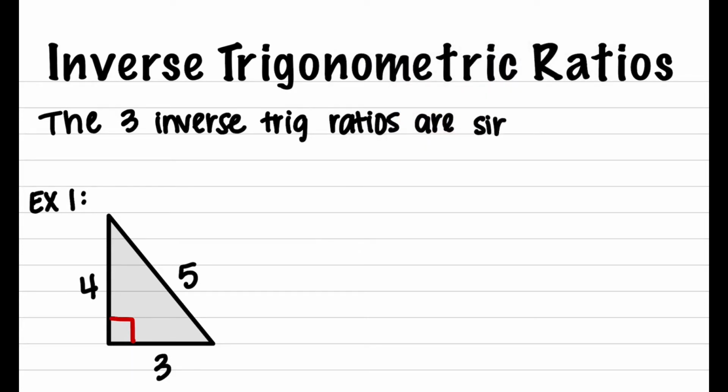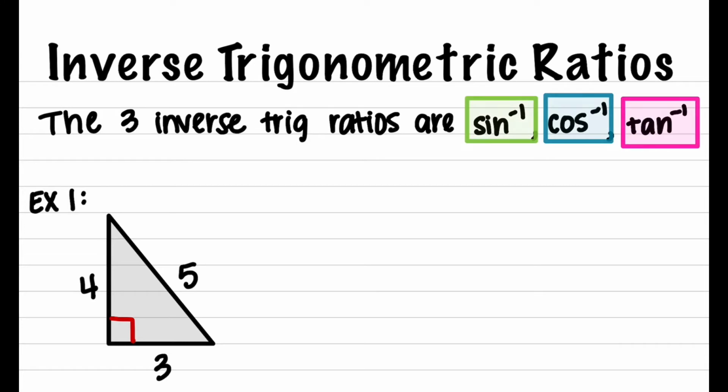sine inverse, and that's noted as sine -1. Cosine inverse, which is cos -1, and tangent inverse, which is tan -1. So we're just going to walk through a few examples of how to identify the inverse trig ratios of an angle. So if I'm going to start with using the top angle in this triangle, again, we will call it theta, just like we did in the last video.